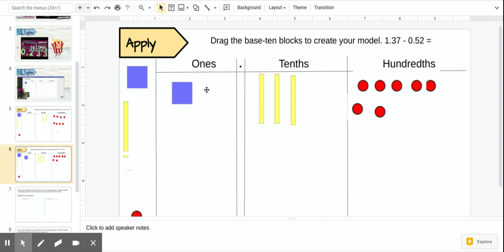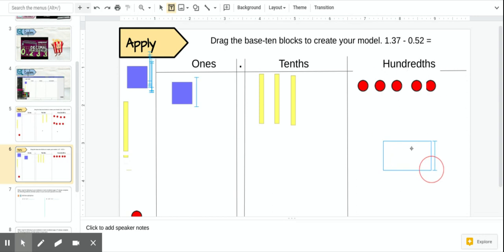1, 2, 3, 4, 5. Now, when I'm setting them up, I like to do them in groups of 5 so that at a quick glance, I know how many. So that's 5, and then I'm going to put 2 underneath. So there's my 7. Okay. So I have 1, 2, 3, 4, 5, 6, 7.